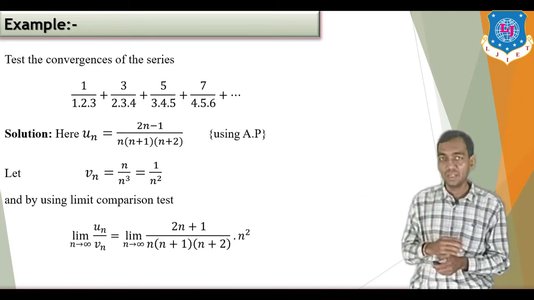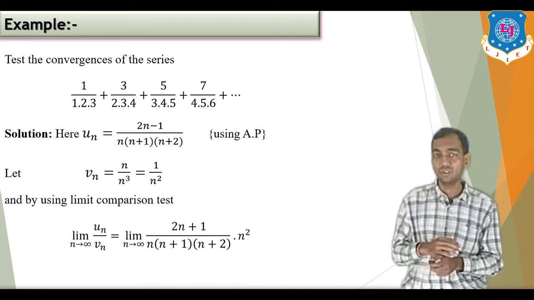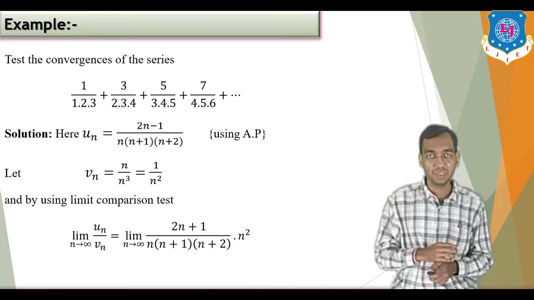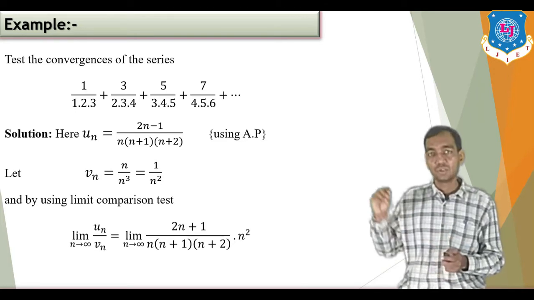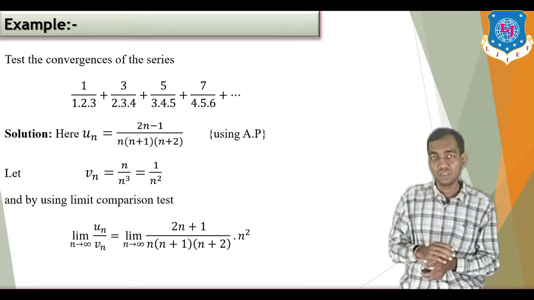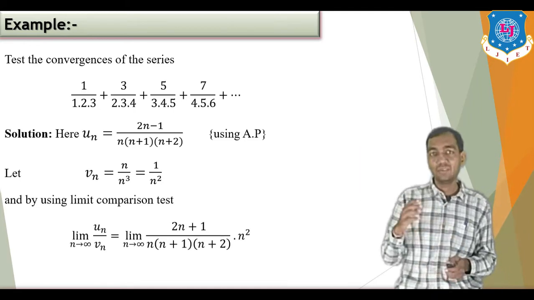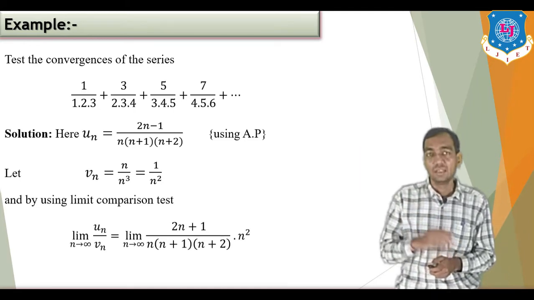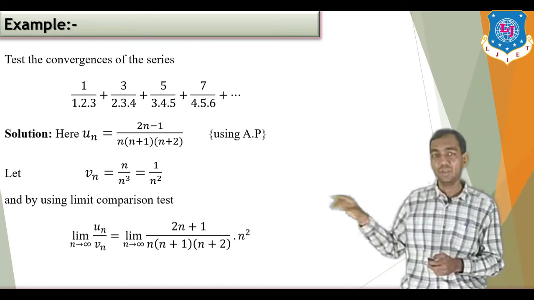The dominant part of the denominator is n cube, because if you multiply each term, you will have n cube as the maximum term. So dominant means the maximum term, correct? We are going to ignore the constant, so you will have n upon n cube, and that gives you 1 upon n square. Now find the limit of un upon vn and simplify.